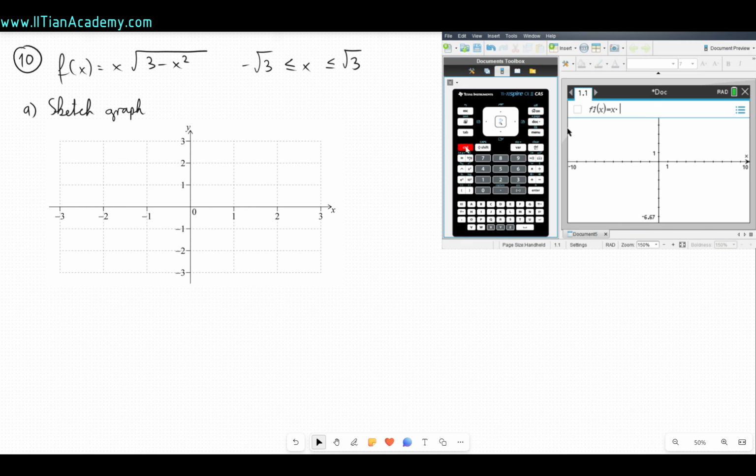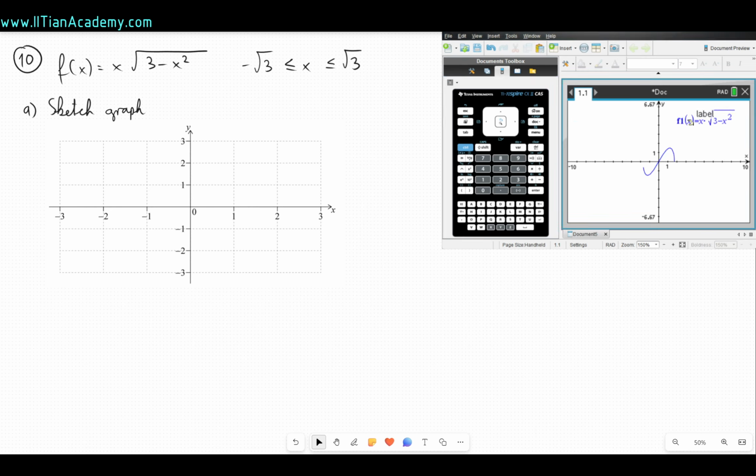So in question 10, we're told to consider this function. We need to sketch the graph of y equals f of x on this graph. What we can do is go into our calculator and open a graph, and we can simply put this function in. It will be x times root 3 minus x squared. So as you can see, we have this nice little function here.